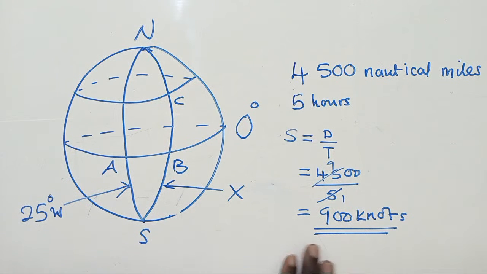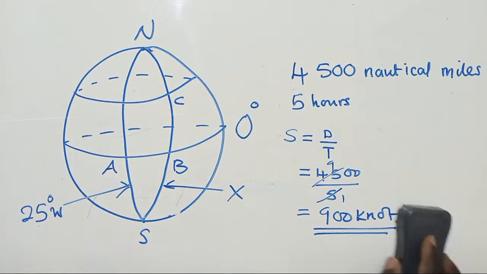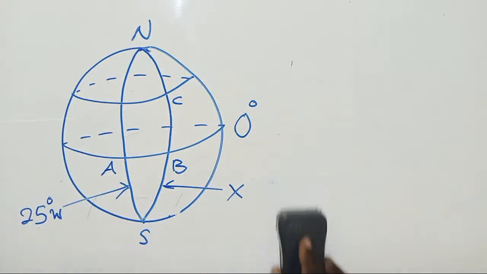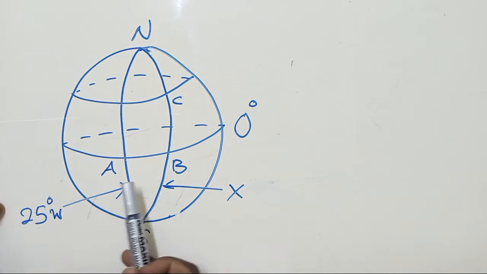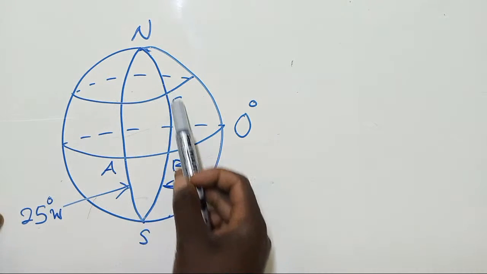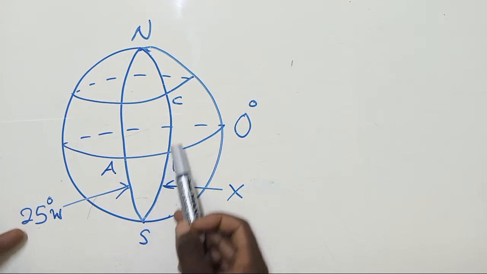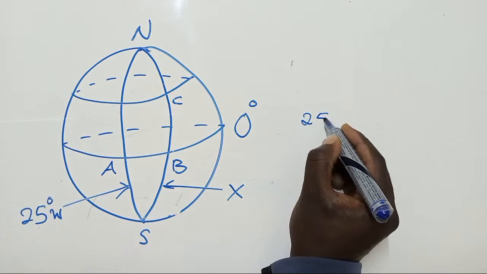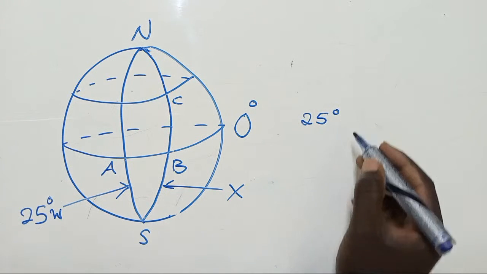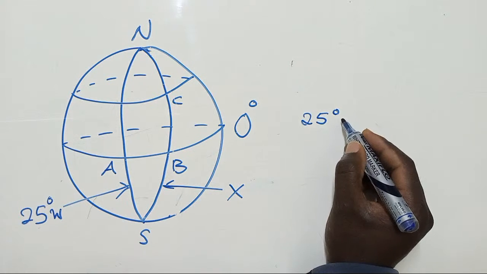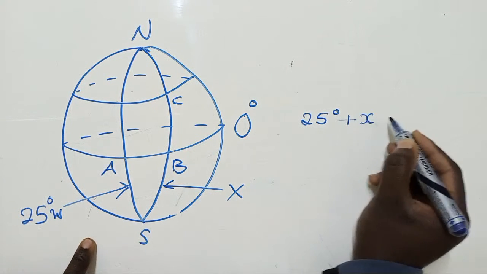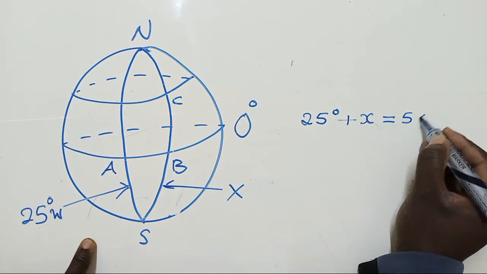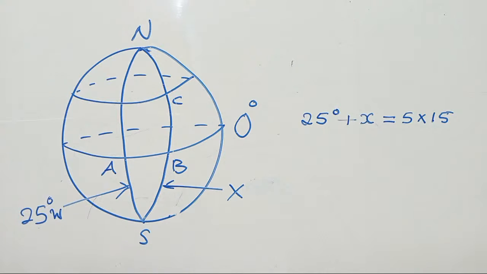Very simple. When I've been given a question like this, what you need to do here is to identify the numbers, the longitude, which is here at A, and the value or letter which is at X. So now you get 25 degrees plus X is equal to 5 times 15. So this is what you do.